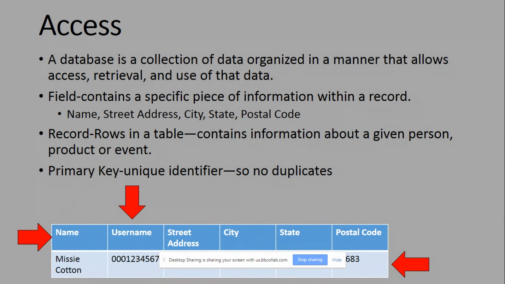And then we have to set up something called a primary key. So a primary key is a unique identifier, so we don't have any duplicates. So for example, if there were two Missy Cottons, to keep them straight, I would set up a username for you and assign you that username so I can keep track of which person is which. So that is called the primary key, and that's a unique identifier. So 3 words of terminology here to be familiar with.